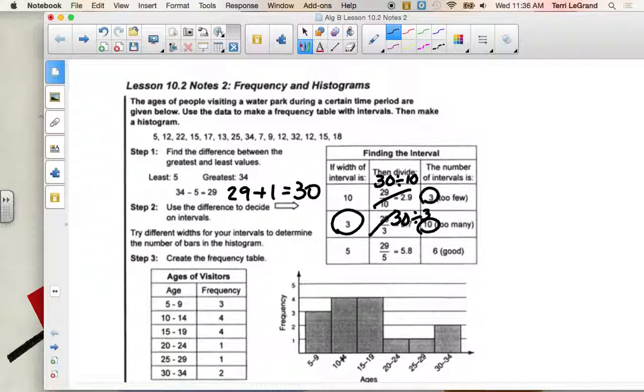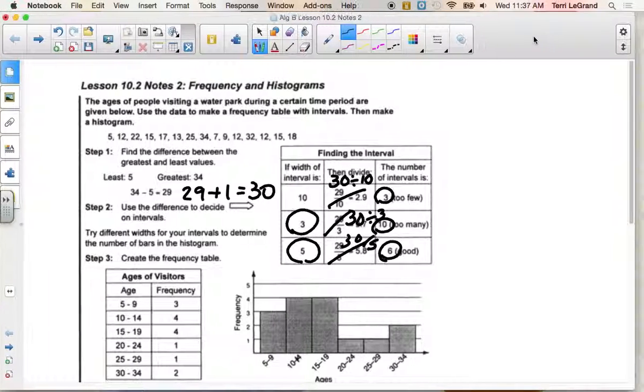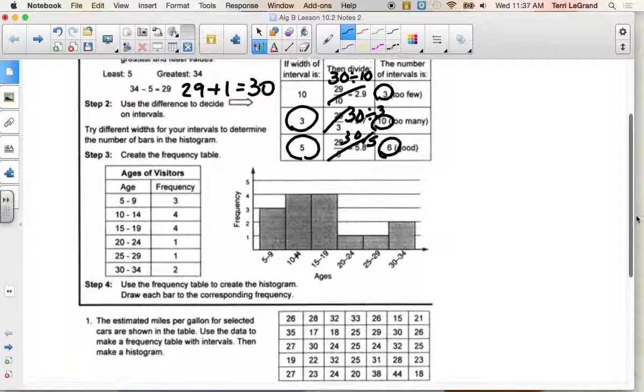So then they went with 5 and they said, okay, let's divide by 5. 30 divided by 5 would be 6. That seems like a good number. Or maybe they could have done 30 divided by 6 and gotten 5 intervals. Okay? So then you have to decide what the intervals are going to be. How many intervals are there going to be?